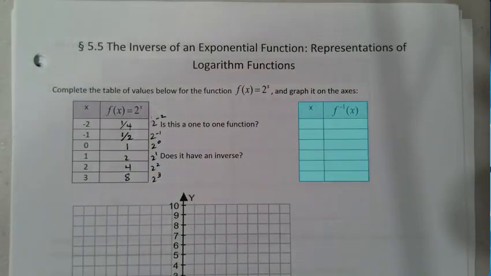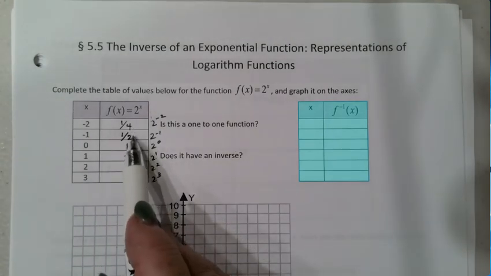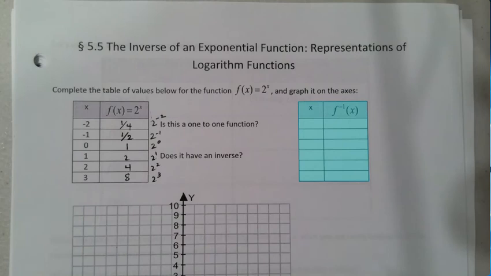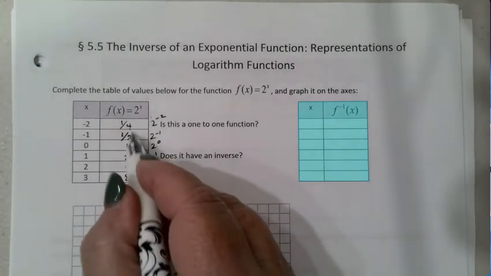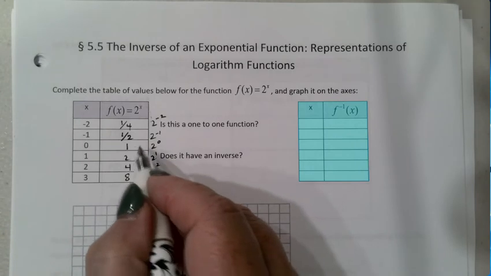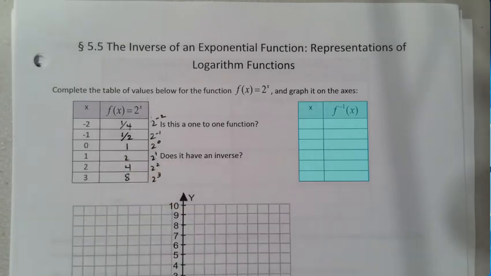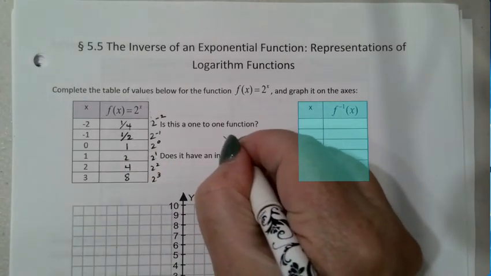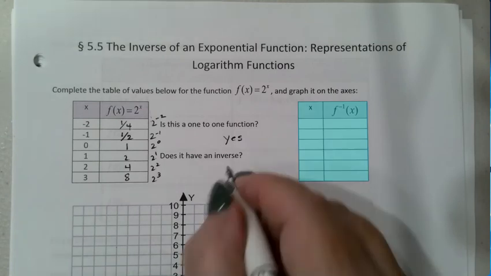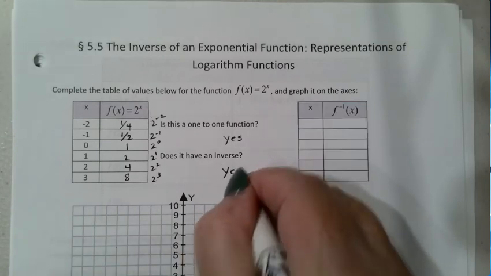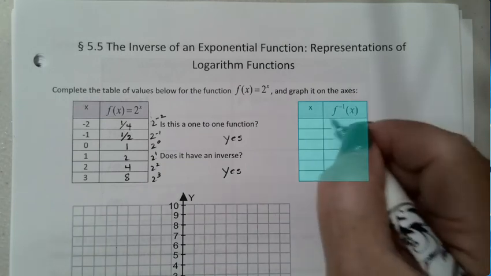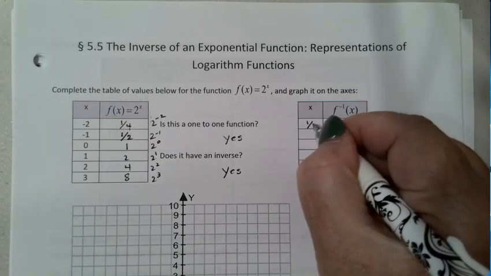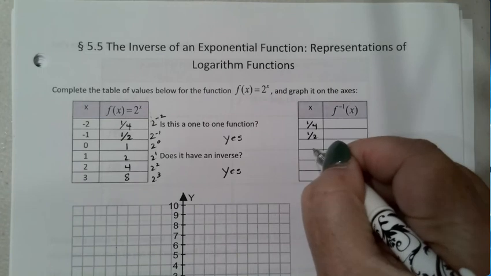First of all, is this one-to-one? Well, as I look over here, all of my outputs are unique, right? There's no repeats, meaning I don't have two of the same output that came from different inputs. So I'm going to say yes, this does seem to be one-to-one, and therefore yes, it has an inverse. Let's switch our x's and y's to get a table of values for the inverse.